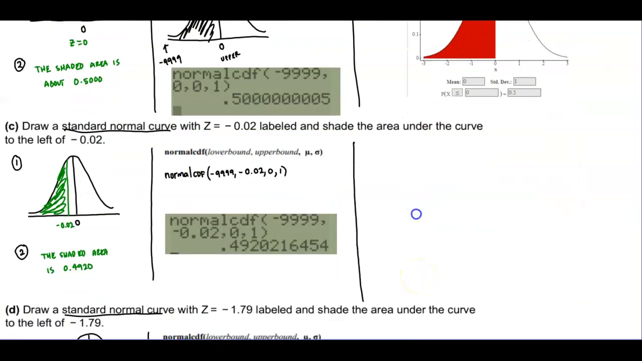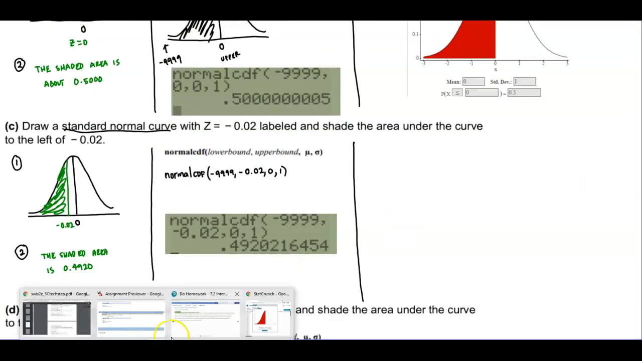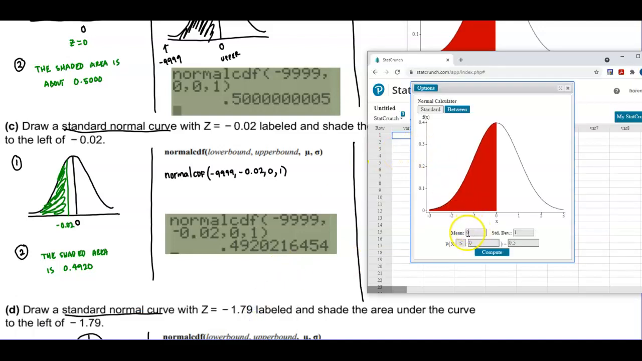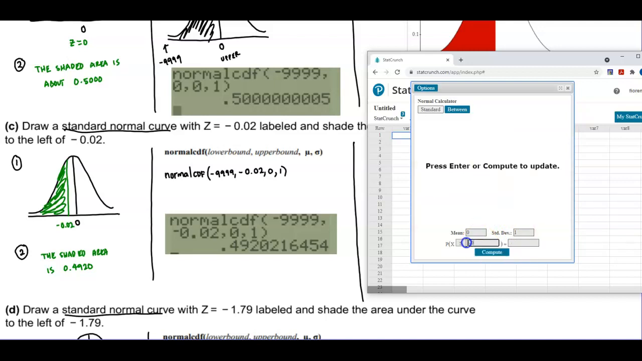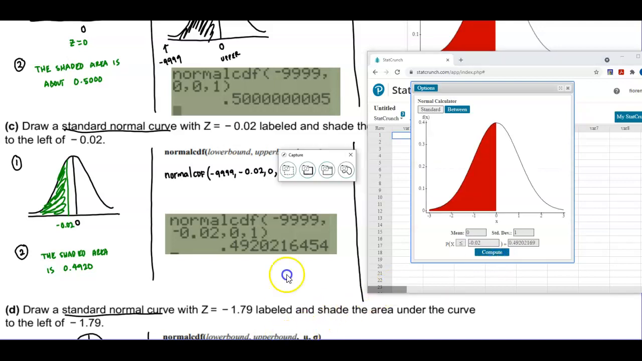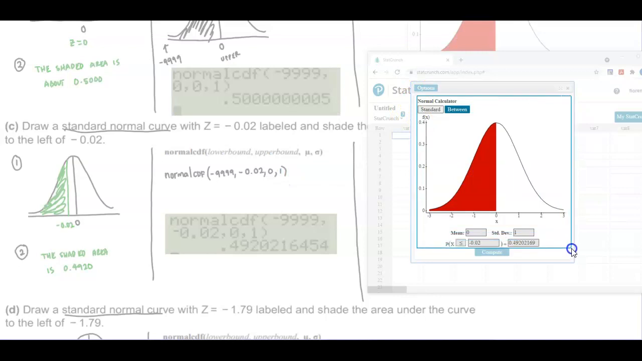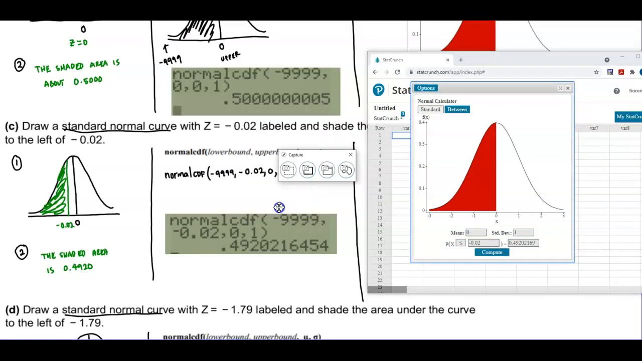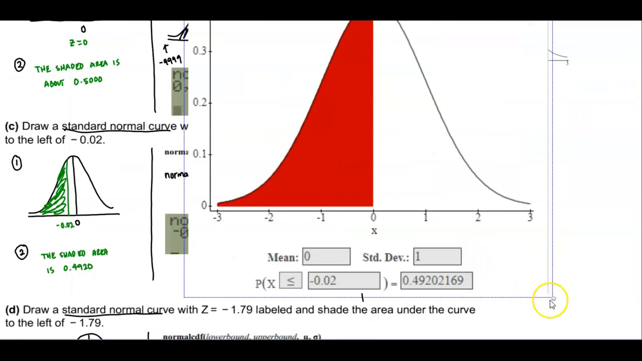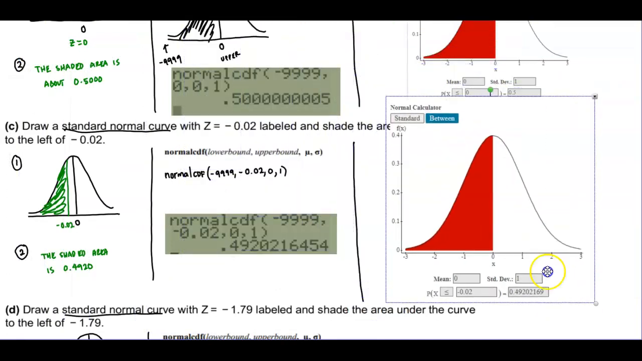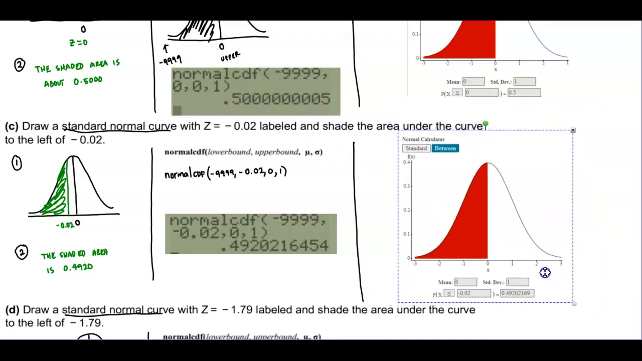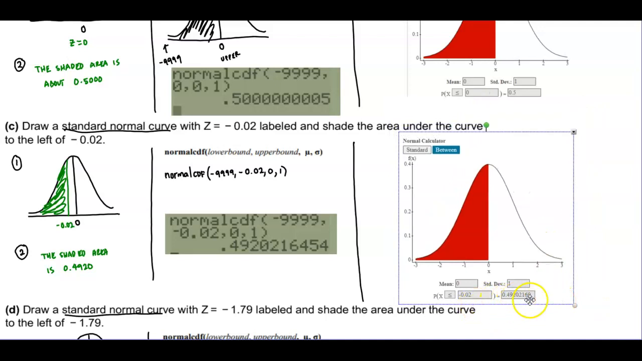Okay, let's take a look at this one here. Again, we're going to use StatCrunch. So we already know that the mean is 0, we know the standard deviation is 1, and we're looking for the number that's going to be less than negative 0.02. Select compute, and you can see that we get the same area that we did with our calculator and by hand using the table. So there you can see the area, which is 0.4920.